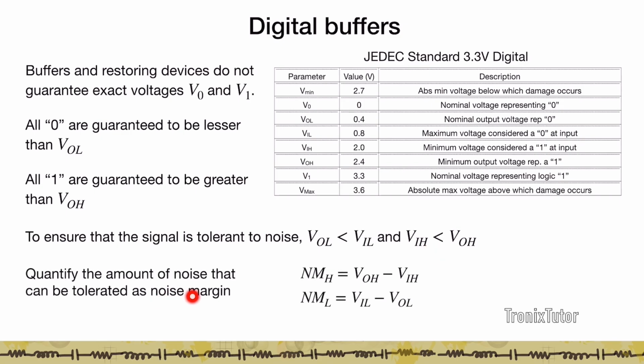And then we talk about what is known as a noise margin. The noise margin has two components. There is a noise margin at the high level and a noise margin at the low level. At the high level, it is given by the difference between the VOH and the VIH voltages, and at the low level, it is given by this difference.